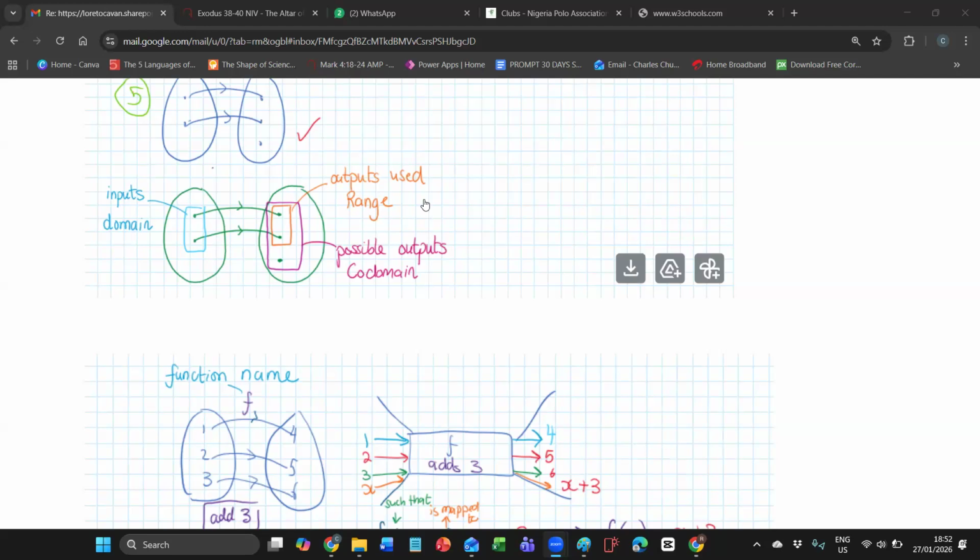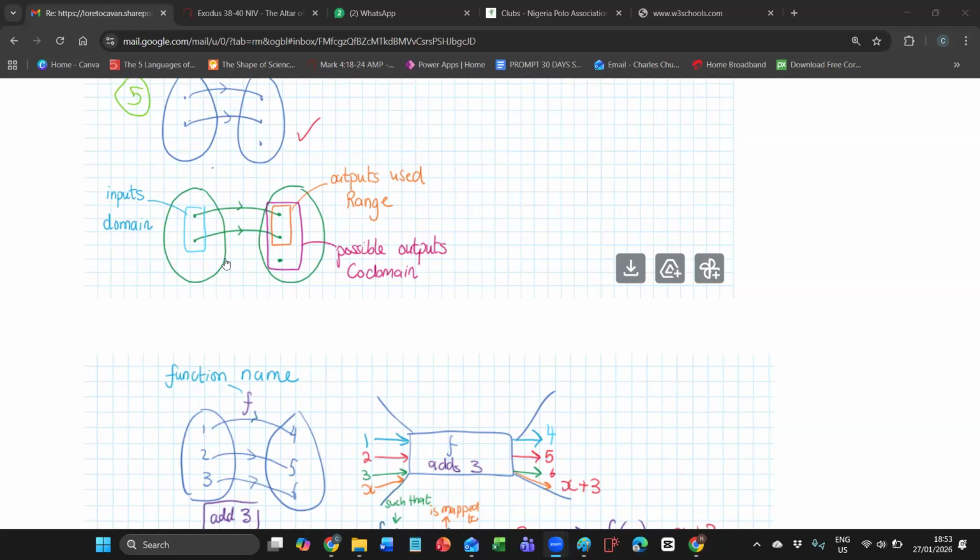But there are sometimes that you carry out operations on an integer, and the result can have a decimal point. Once the result can have a decimal point, guess what? It means that the output, what you are calling the possible outputs, the possible outputs may include decimal points. So it will not be the same as the domain of the input. So in that case, you have different domain for inputs and different domain for outputs.